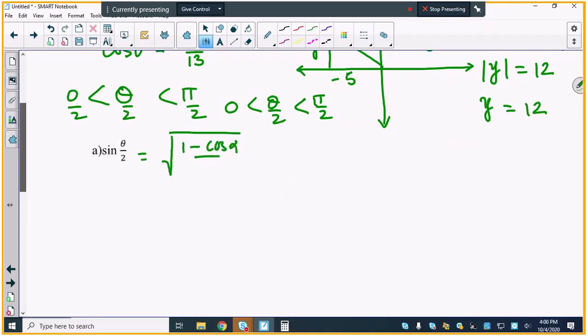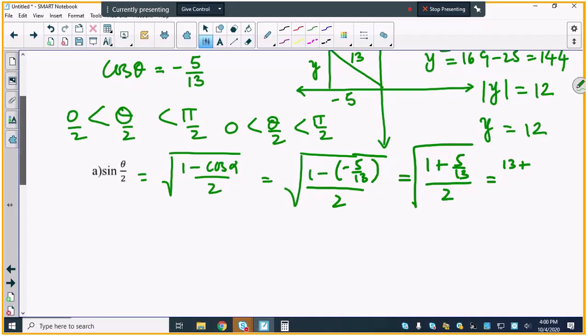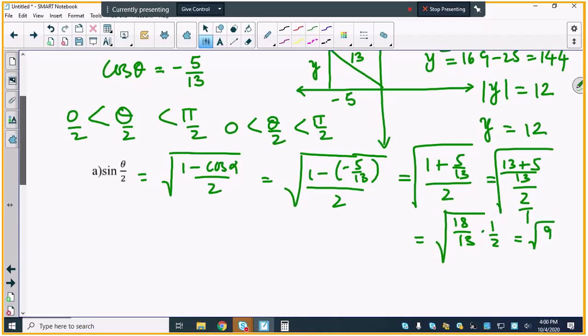This is the square root of (1 minus cosine alpha) over 2. So my answer is 1 minus, remember cosine is already a negative number, negative 5/13, over 2. So I get (1 plus 5/13) over 2. So that is (13 plus 5)/13 over 2, and that is the square root of 18/13, and 2 is 2 over 1, so that's times 1/2. Simplifying, I get the square root of 9/13, which is 3 over square root of 13, which is 3 square root of 13 over 13. That's your sine theta over 2.